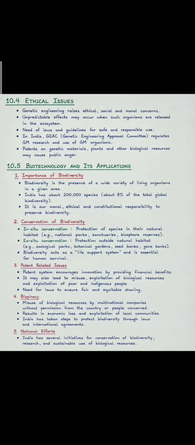And next one is importance of biodiversity. Biodiversity is the presence of a wide variety of living organisms in a given area. In India, about 2 lakh species, about 8% of the total global biodiversity, are found. It is our moral, ethical, and constitutional responsibility to preserve biodiversity. Rice is an important food grain, the presence of which goes back thousands of years in Asian agriculture history. There are an estimated 2 lakh varieties of rice in India alone. The diversity of rice in India is one of the richest in the world.